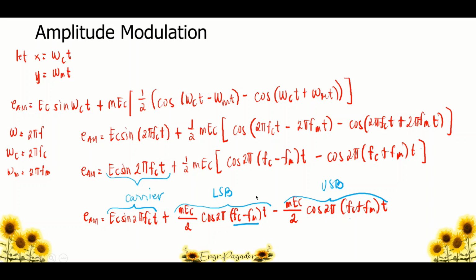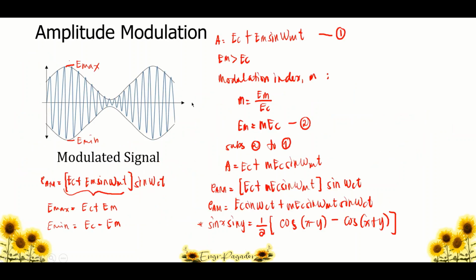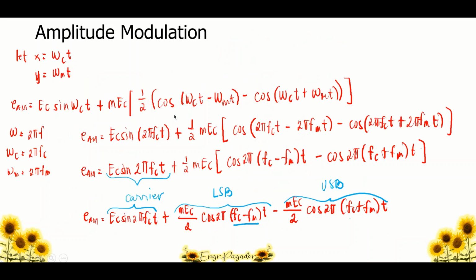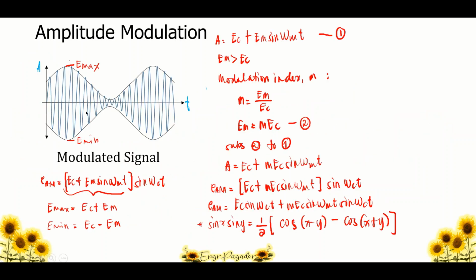So, for example ng time domain display natin is this one. So, with respect to time siya. And this is your amplitude. So, this is an example of a time domain display. It gives no indication of the existence of the sidebands. So, pag tinitingnan mo yung waveform na to, wala kang makikitang indication na meron siyang sidebands. Although, in the modulation process, it indeed produces the two sidebands.